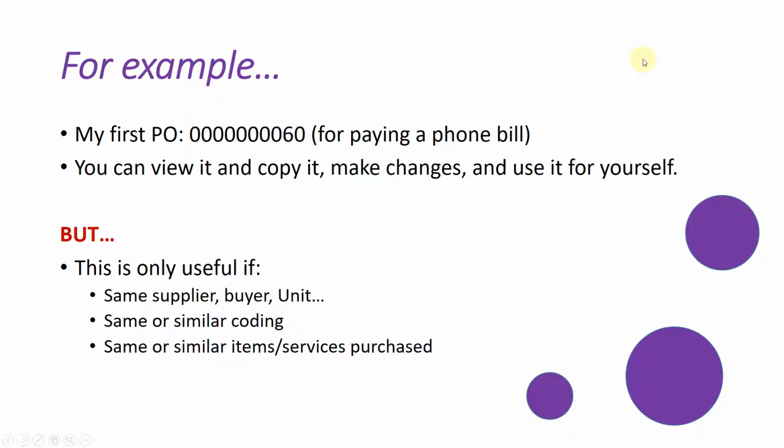For example, my first ever Fiscal purchase order has this ID, a bunch of zeros, 60. You can go into Fiscal and search for that ID and pull up the purchase order and look at it. You can also copy it, make some changes to the copy, and use it for your own purchase order. But of course, the more different my purchase order is from what you're buying, the more you'll have to change. So at some point it becomes quicker and cleaner to just make your own purchase order from scratch, or copy from a purchase order that is closer to what you're buying.